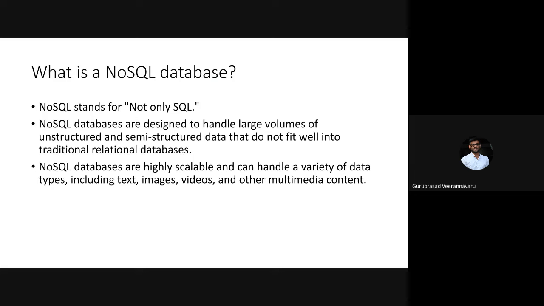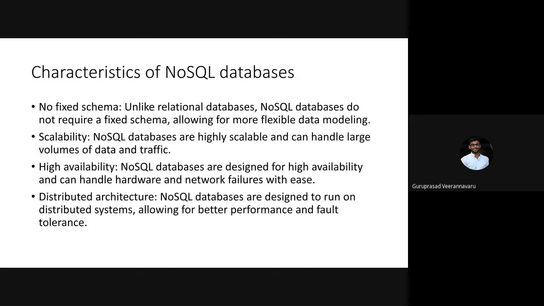You can add one single column saying, okay, this property is for this particular item only. You can say that. So no fixed schema is one, and they are highly scalable. Why are they highly scalable?